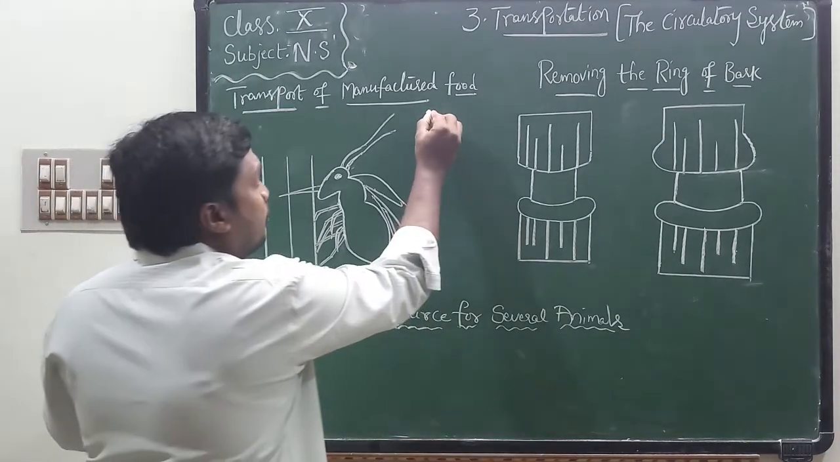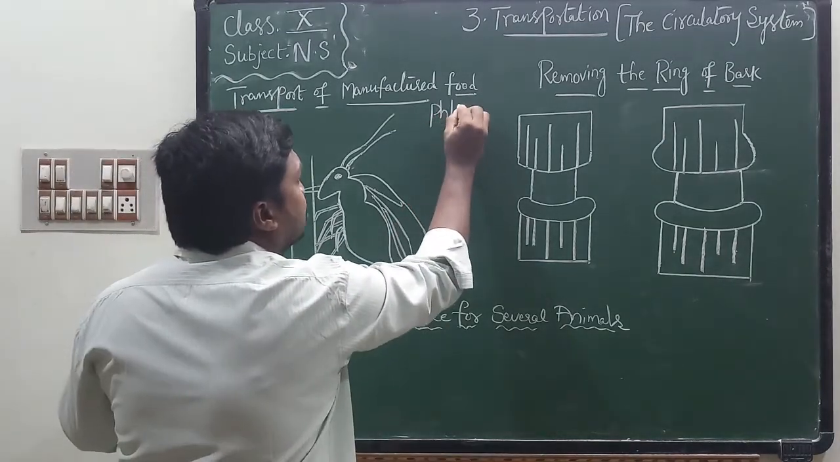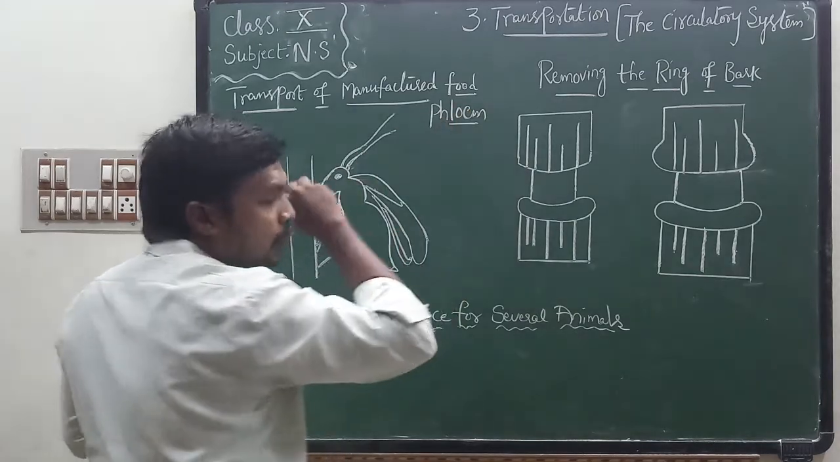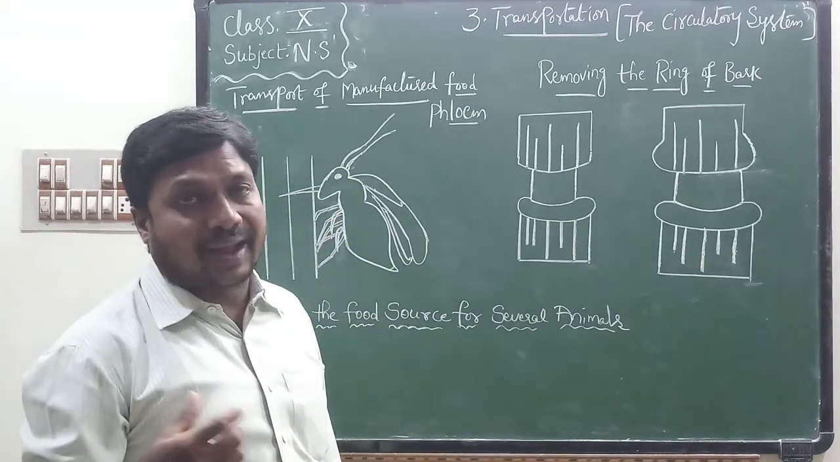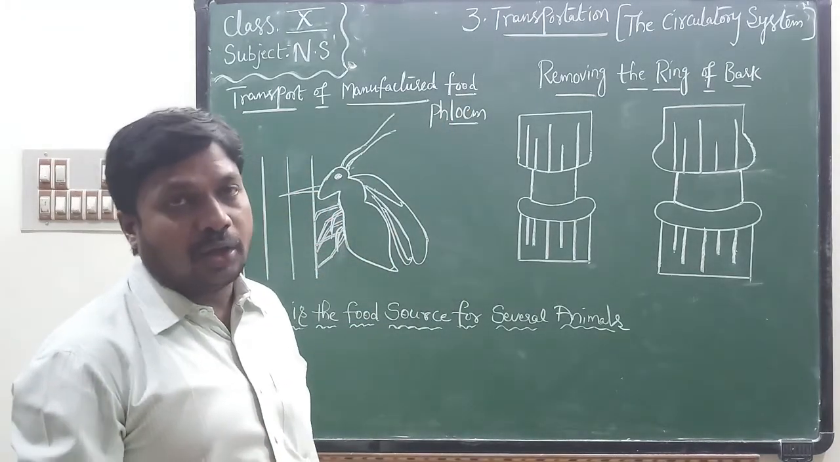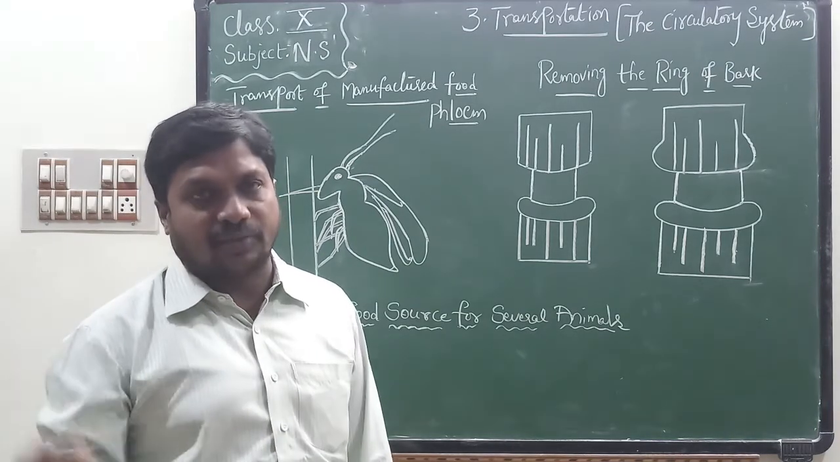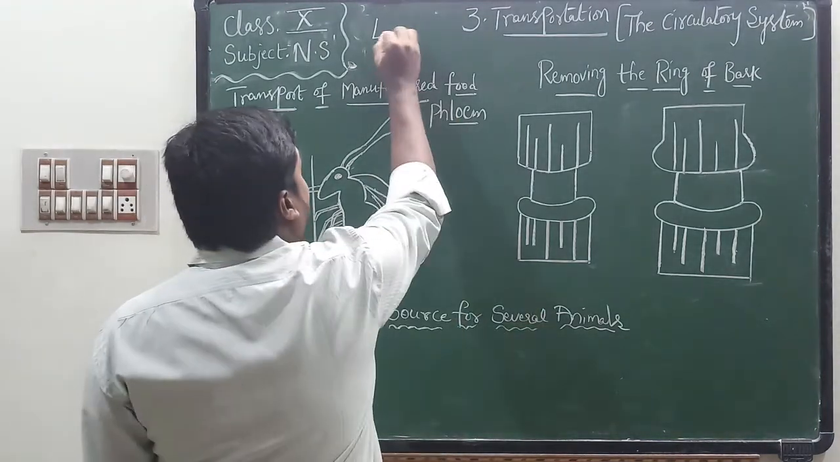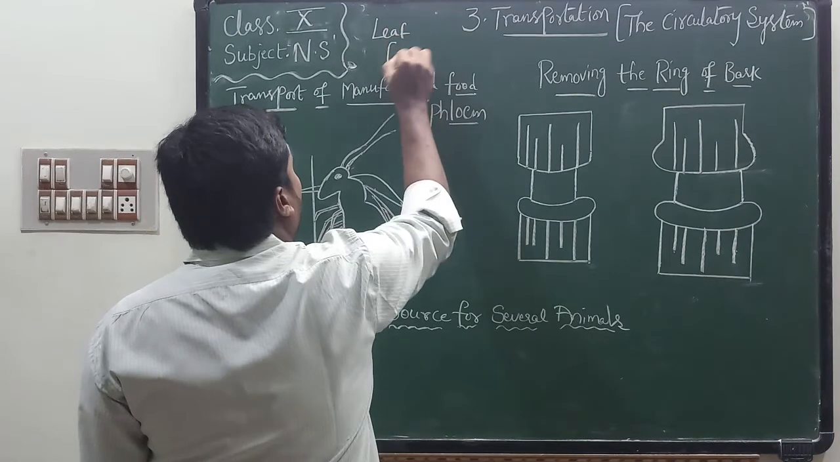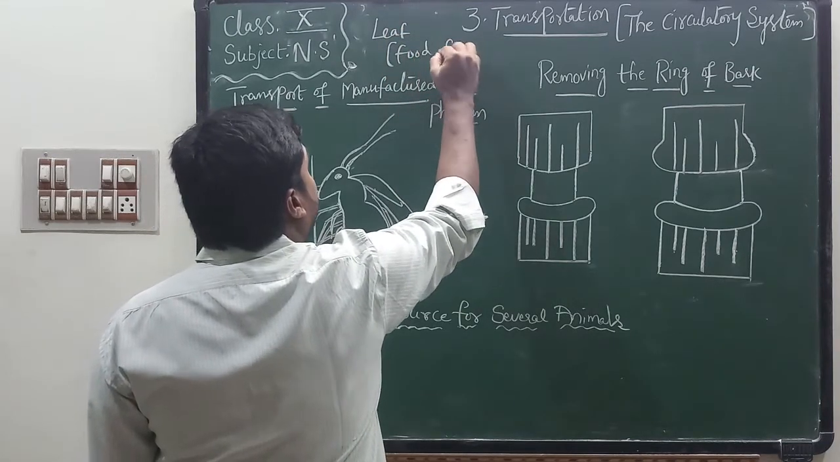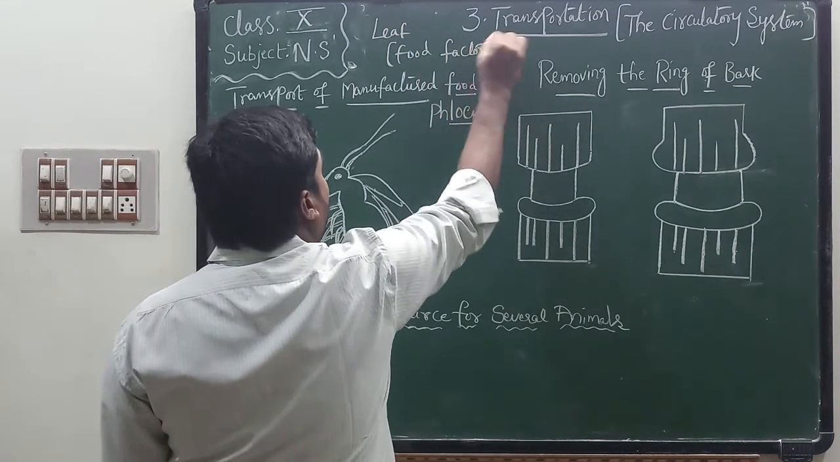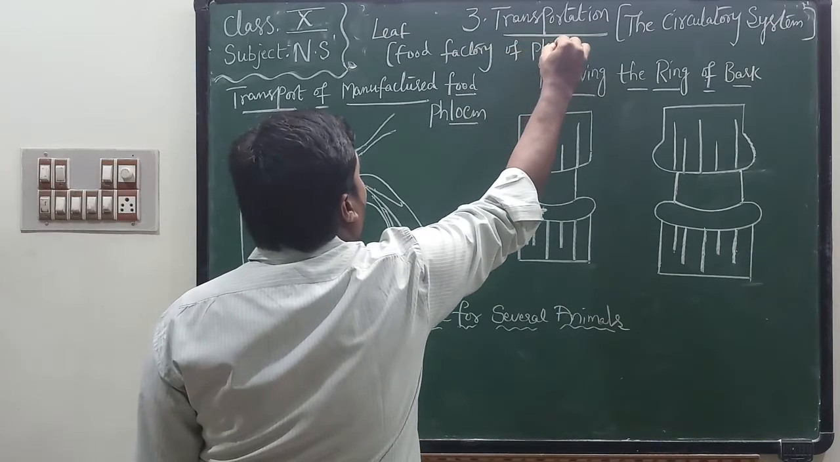Already we know that food is transported by a tissue known as phloem. Phloem is the tissue which helps to transport manufactured food from leaves to all parts of the plant. We know that the leaf is the food factory of the plant.